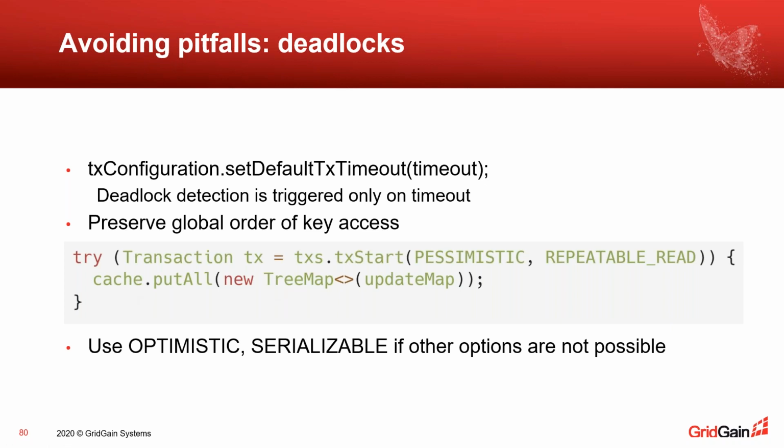And when none of those two described options is possible, you can always use optimistic serializable mode, because in this mode deadlock is never possible, and you can use optimistic serializable just as a last resort option.